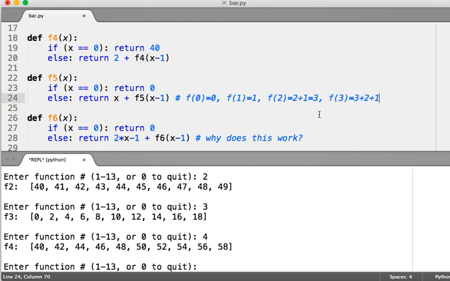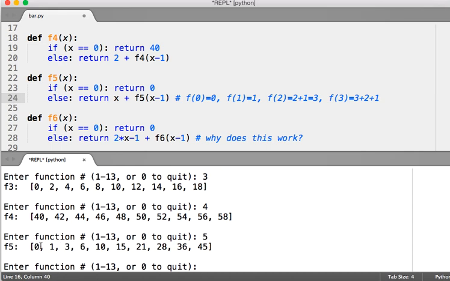And now we're seeing a pattern. Aha, it's so-called triangular numbers. Let's come down here and enter in a 5. And sure enough, you see the difference goes up by 1, then it goes up by 2, then it goes up by 3, then it goes up by 4. Those are the triangular numbers.